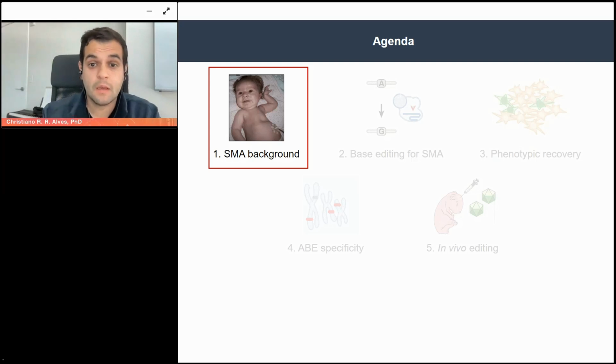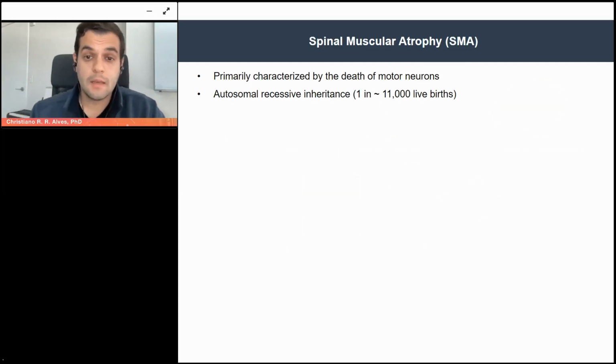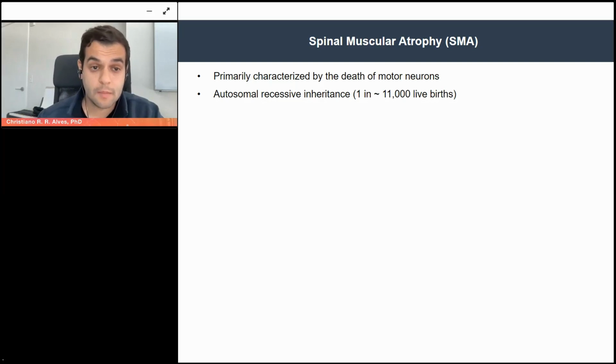All right, so SMA is primarily characterized by death of motor neurons. Those are the neurons in our body that innervate the skeletal muscle. Basically, these neurons are responsible for the innervation that controls all our voluntary movement. So when you have the death of those neurons, you have denervation. As a consequence, you have muscle wasting and muscle weakness.